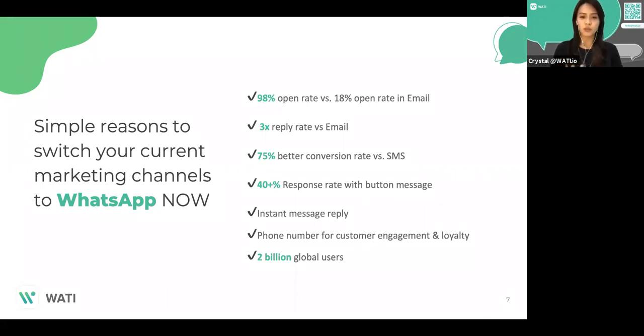And for this part, within WhatsApp there are 2 types of message that I will explain later on: the button message compared to the text message. Within WhatsApp, if you use the button message, it actually has a 40% better response rate than the text message as well. And not to mention that WhatsApp is a global tool. If you're doing online business, you're definitely targeting global customers. So with 2 billion users globally, that will be one of the big advantages of WhatsApp as well.